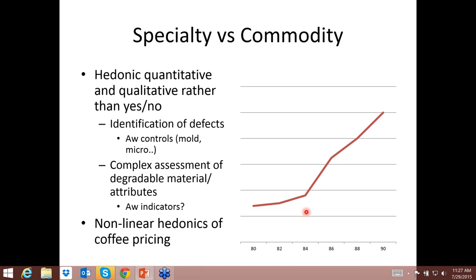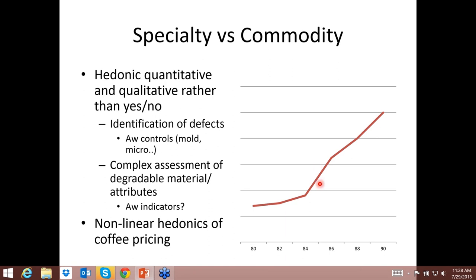Now, so we have identification of defects. Water activity is, as far as I can tell, pretty darn set, as far as it's probably pretty useful if you're talking about molds, if you're talking about microbials. As Wendy mentioned, that science is, it's science. You can test it and repeat it and repeat it and repeat it and test it, and you're going to get the same answers. And especially what we're doing, we're looking at this more complex assessment of degradable material, and we're asking, are there AW, are there water activity indicators for the various degradations that we'll see over time of things like organic acids, of sugars, of soluble material that makes a great cup of coffee.